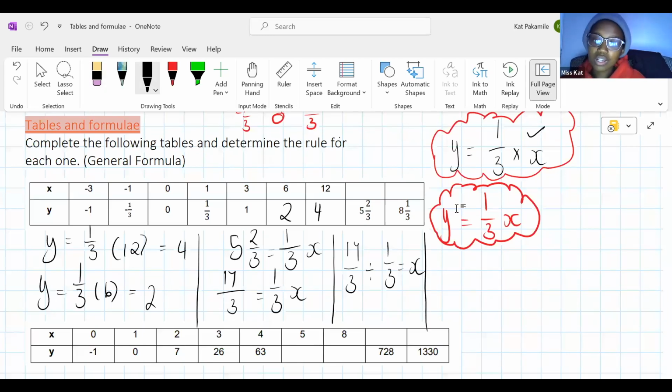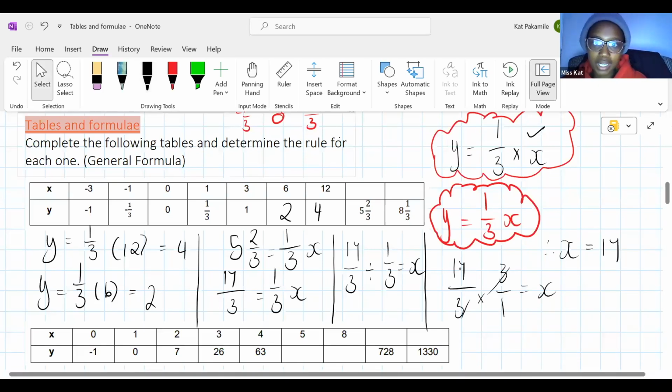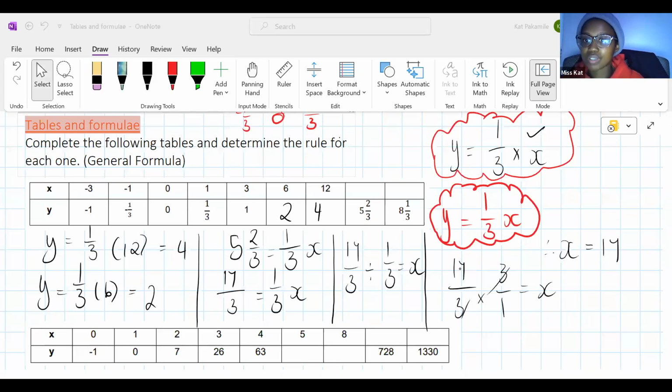If you're using your calculator for this, guys, it's really fine. But it's going to be 17 over 3 times 3 over 1 equals x. And I'm going to get that my x is 17. Has anyone else gotten 17? Or did I make a mistake? There we go. Charlie got 17. Kamkhana got 17. Maybe it's something to do with the calculator. Okay, please check that again.